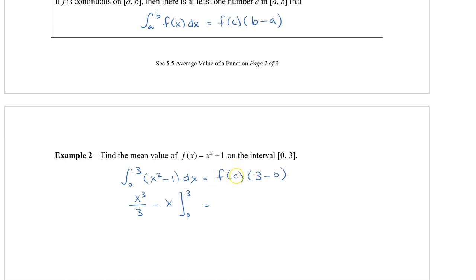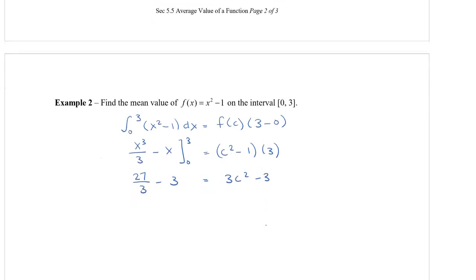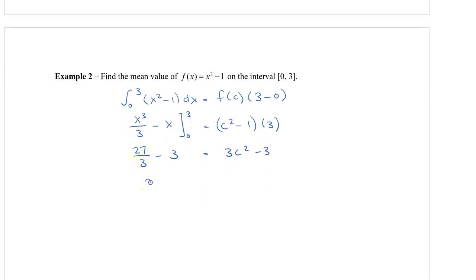f of c means that we're going to take the c value and plug it into x squared minus 1. So we have c squared minus 1 all times 3. So on the left, we get 27 over 3 minus 3 equals 3c squared minus 3. And so we have 9 minus 3 equals 3c squared minus 3. 9 minus 3 is 6. Move the 3 over, we get 9. So now we have 3c squared; divide both sides by 3, and we get c squared equals 3. So c equals plus or minus root 3.